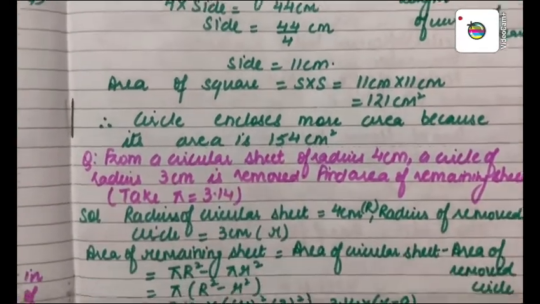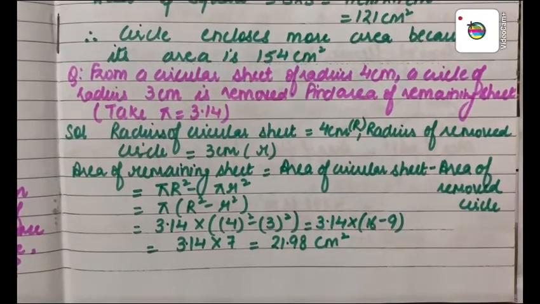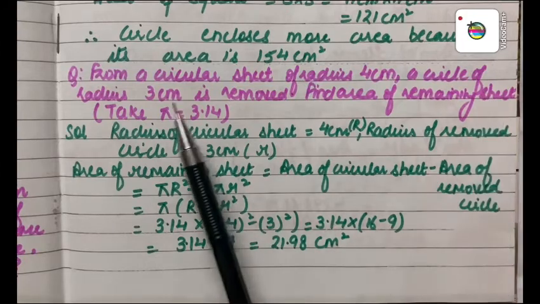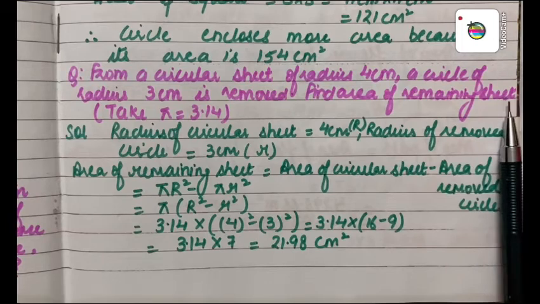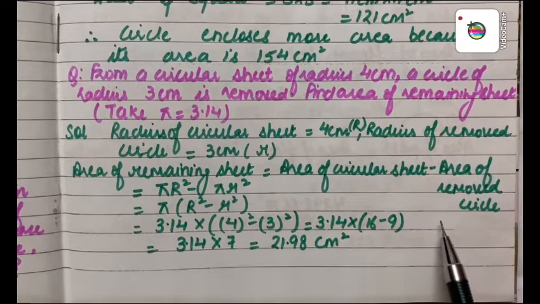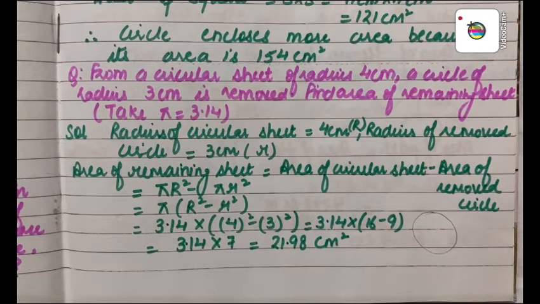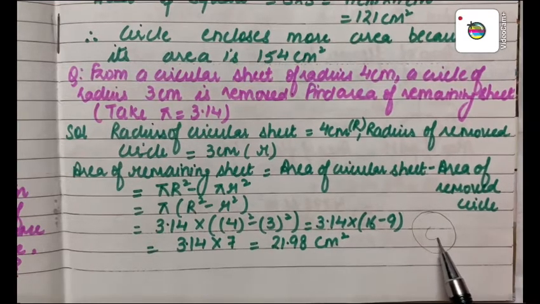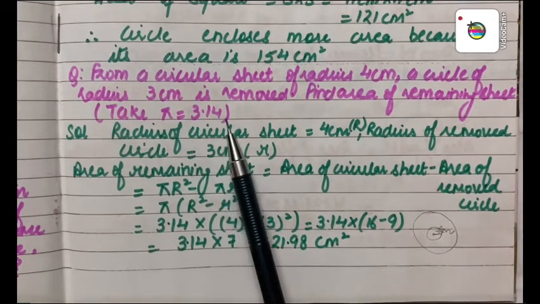Now the next question is, from a circular sheet of radius 4 centimeter, a circle of radius 3 centimeter is removed. Find the area of the remaining sheet. That means here we are having one circular sheet and from that circular sheet one circle is removed whose radius is 3 centimeters. Clear? And find the area of the remaining sheet, and pi we have to take 3.14.